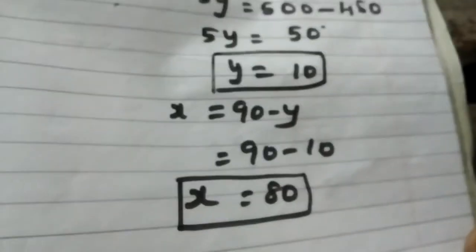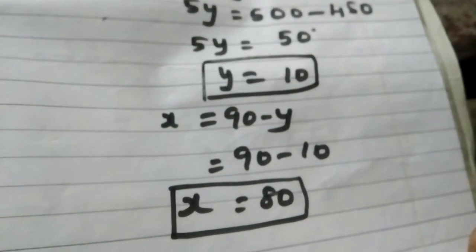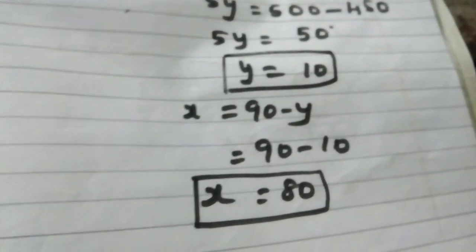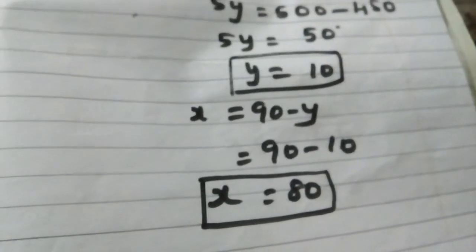Okay. Then still we can see that x plus y is equal to 90 is there. So now 80 plus 10 gives 90, which is the exact answer for this question.